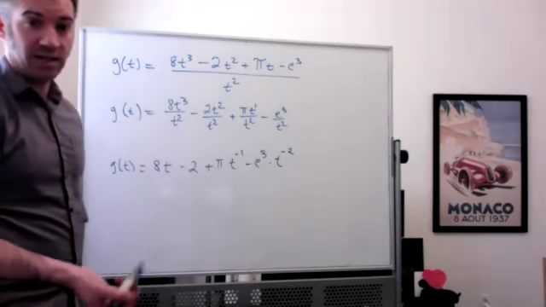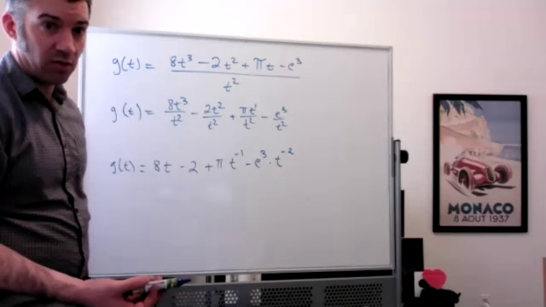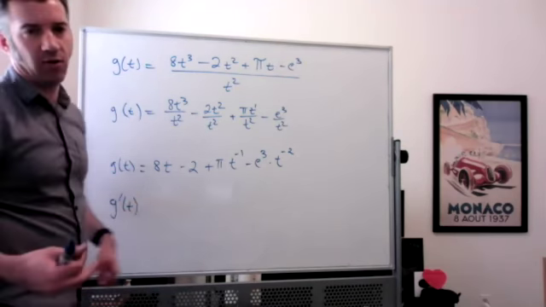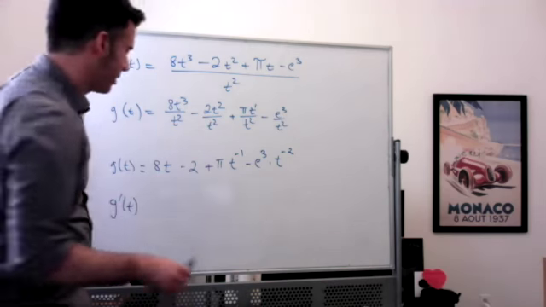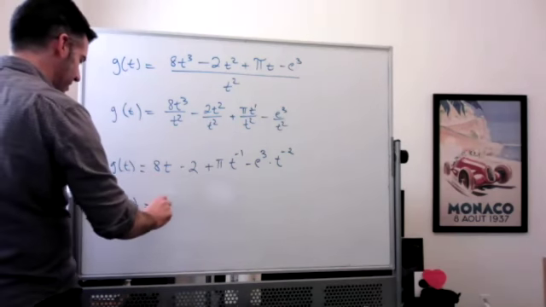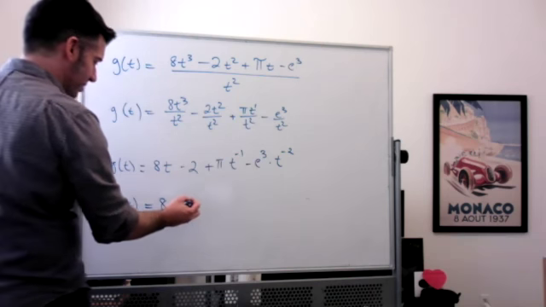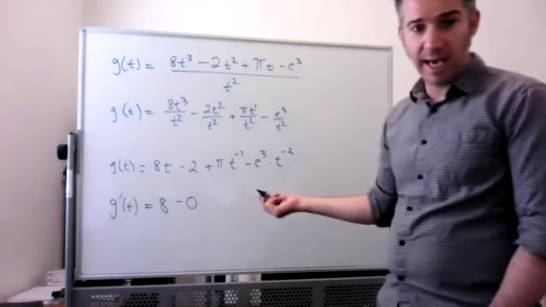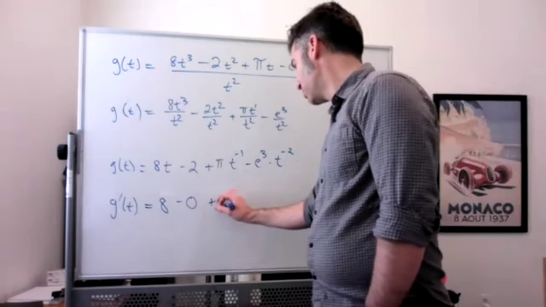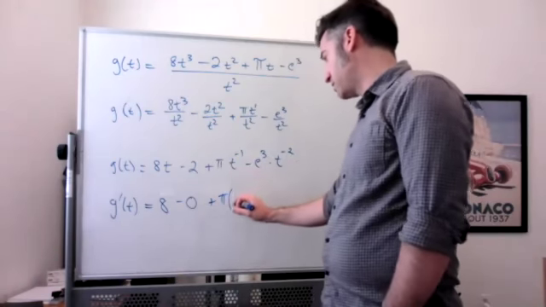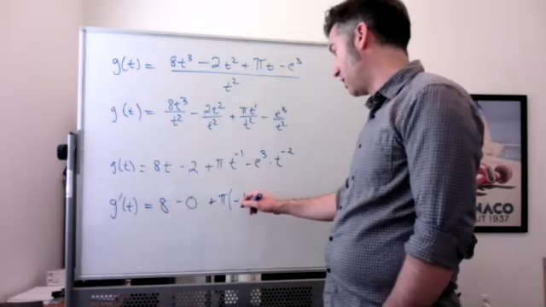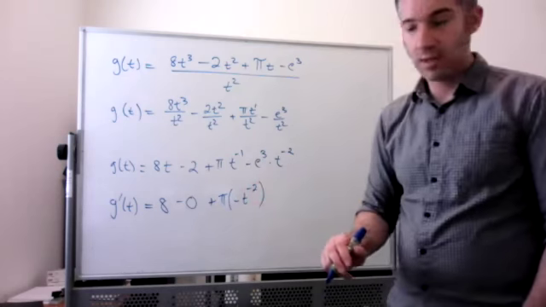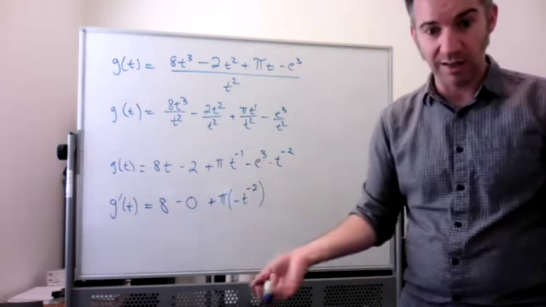And now we are ready to differentiate all of this using just the power rule. So let's see. Maybe the power rule and the constant multiple rule are okay. So the derivative of 8t is just 8. The derivative of minus 2 is 0. The derivative of pi times t to the negative first, the pi hangs out. And the derivative of t to the negative first is negative t to the negative second. Right, or it's negative 1 times t to the negative second.